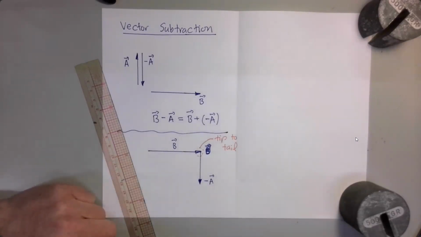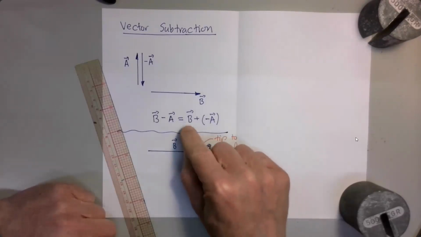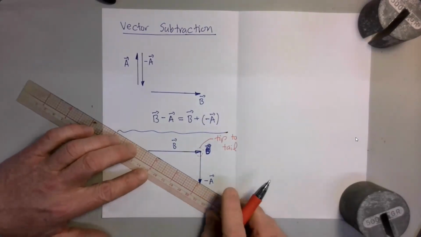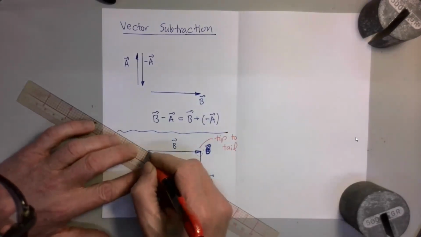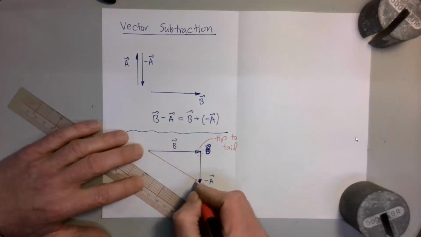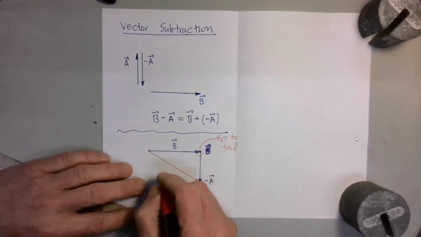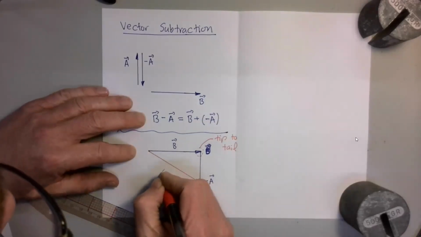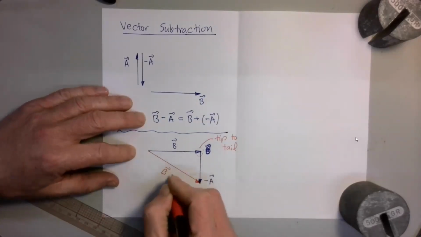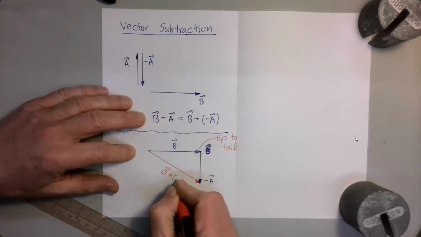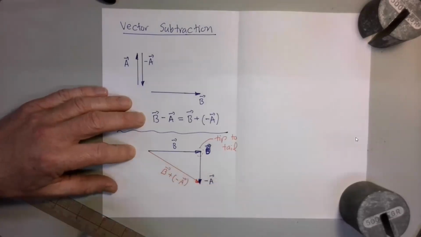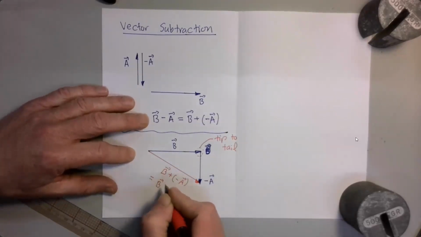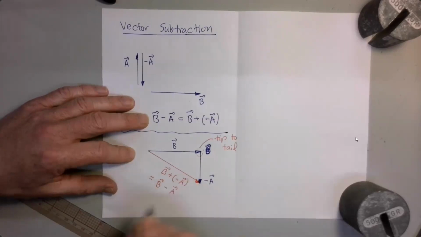How then do I construct the sum vector B plus vector minus A? As we saw in the previous video, I go from the tail of the first vector to the tip of the second vector. So that red vector there is my vector sum. That would be vector B plus vector minus A, or we can say instead that this is vector B minus vector A.